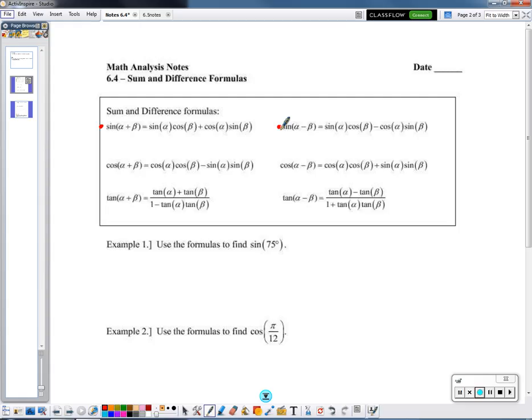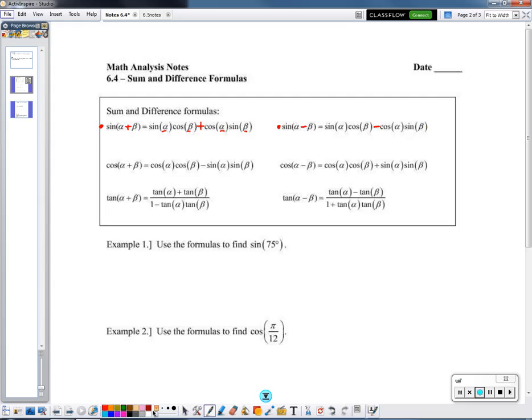Here, the sum formula, if I have a sum of two different angles, that's going to be the sine and cosine of those different angles, plus, because the signs are the same, and then cosine of the previous angle alpha times the sine of the previous angle beta. Difference for the sine function has the same type of pattern, sine, cosine, sine, but with a minus.